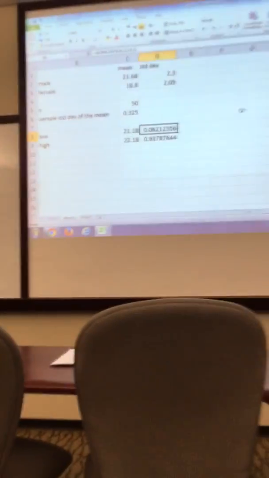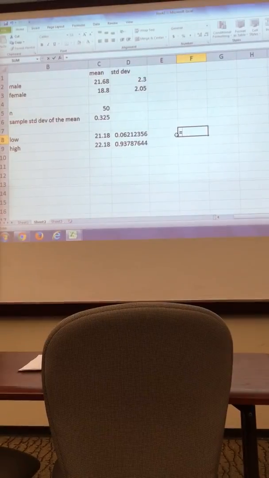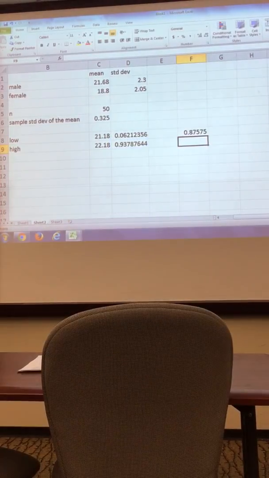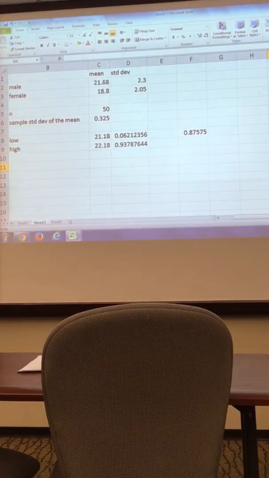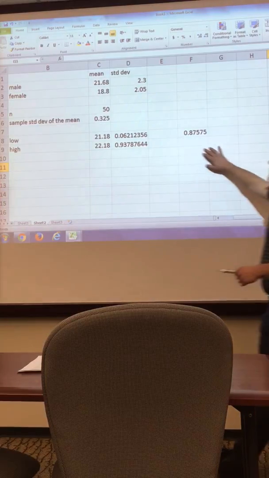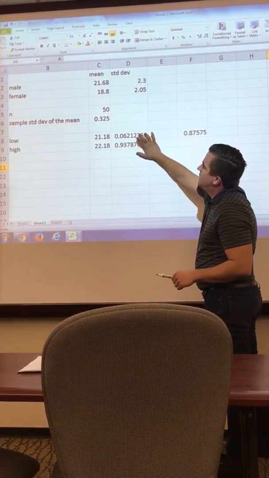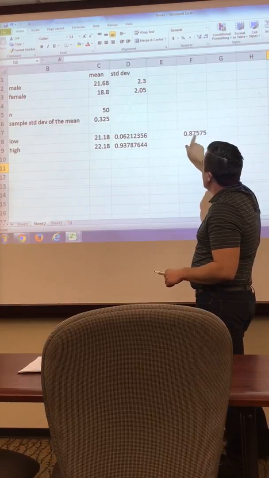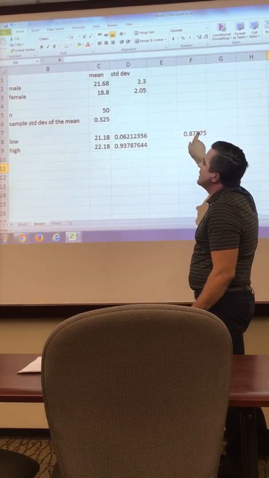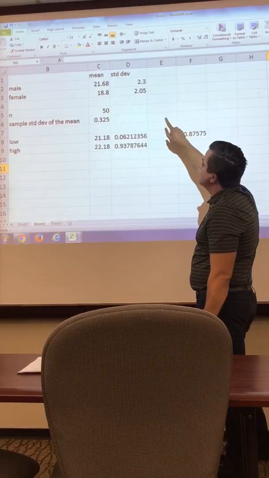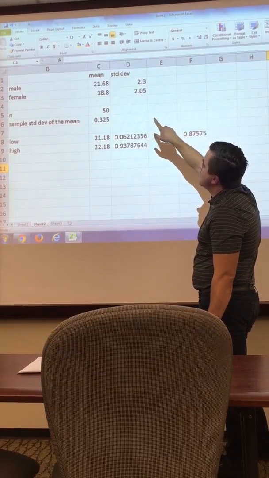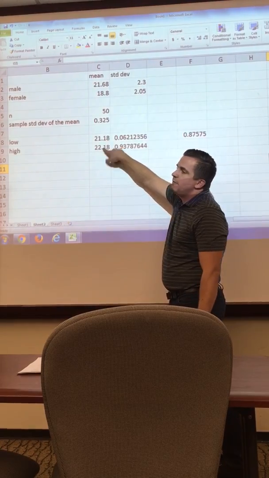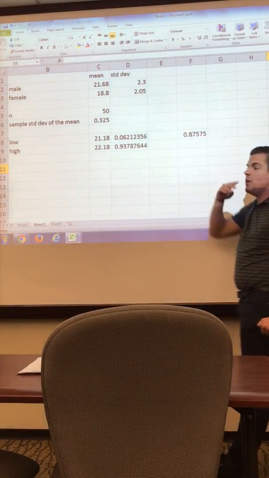So, the area to the left of the low point, high point, middling point, there's an 87.5% chance that, given this sample size and these population metrics, we'd end up 50 cents above or below the mean.